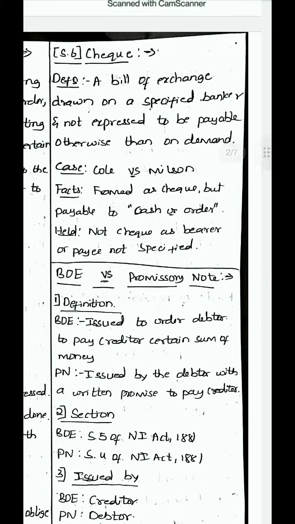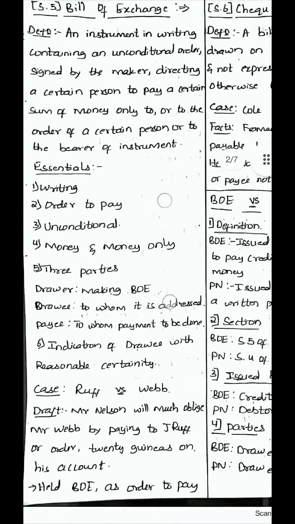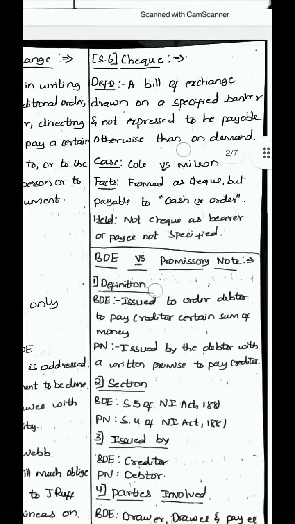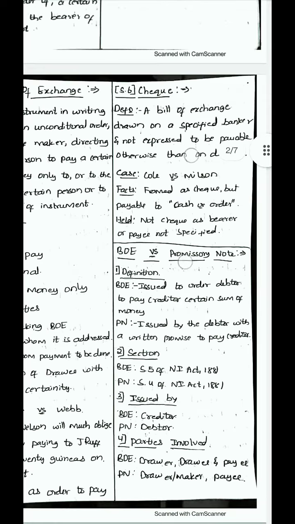Cheque. A cheque is also a bill of exchange drawn on a specified banker and not expressed to be payable otherwise than on demand. So a cheque is also a bill of exchange, but here the order to pay is not given to just any person. It is only given to a bank. So we are ordering the bank to pay on our behalf. This is a cheque. In a bill of exchange, we can order any person to pay on our behalf, but in a cheque, we only order a bank to pay on our behalf. So this is called a cheque. Here the drawee is a bank.